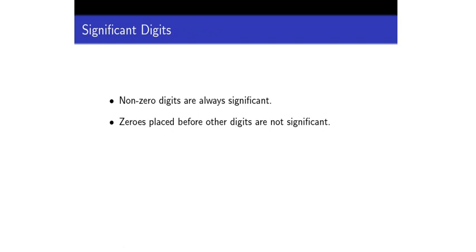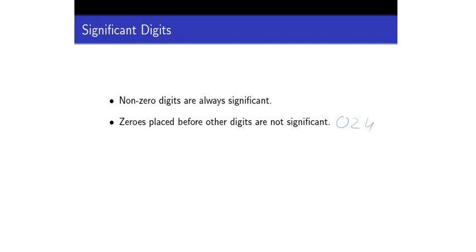Zeros placed before other digits are not significant. For example, let's say you have 0 to 4. What we are trying to say is that zeros placed before other digits are not significant. I think the statement means that if you have any number starting with 0, those zeros are not significant.